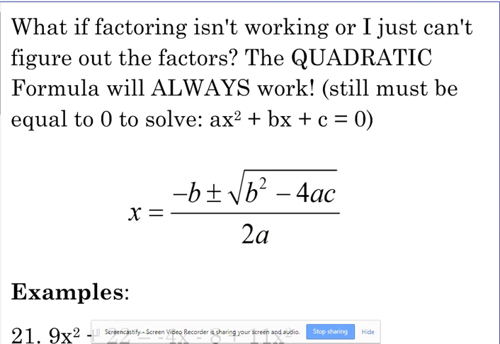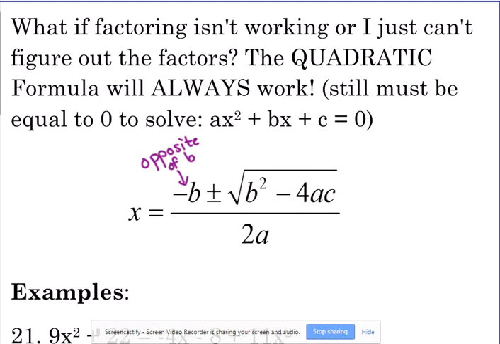Here's your quadratic formula. It's solving for x. It's telling you what the value of x equals: negative b. What that really means is this number is not always going to be negative. It's the opposite of b. So if b was negative, it's going to become positive. If b was positive, it's going to become negative. Plus or minus, that's where our two solutions are going to come from.